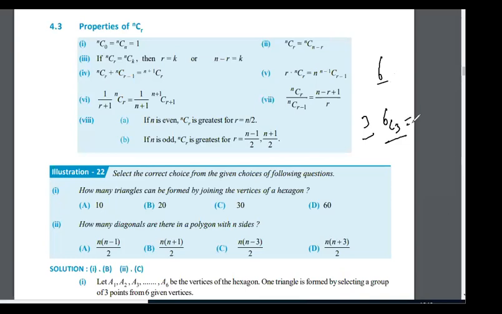6C3 is basically 6 factorial divided by 3 factorial into (6 minus 3) factorial, which is 3 factorial. That is 3 factorial into 4 into 5 into 6 divided by 3 factorial into 6. So 6 cancels, 3 factorial cancels, and you're left with 20. Yes, Pragna, very good, 20. So the first one is 20. Got it, everyone?